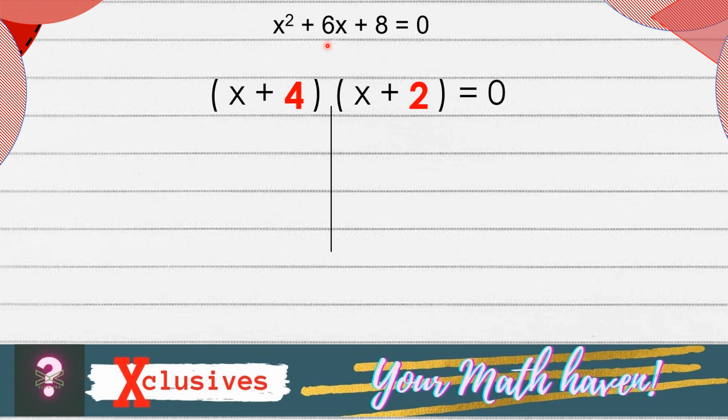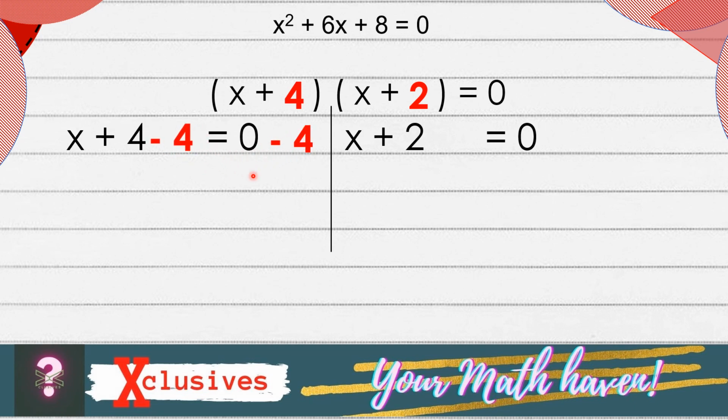Now, using zero product property, we can equate these two factors into x plus 4 is equal to 0 and x plus 2 is equal to 0. Solving for the value of x here, we can transfer positive 4 to the other side. To do that, we are going to subtract both sides by 4. So 4 minus 4, that is 0, and that leaves x is equal to 0 minus 4, that is negative 4.